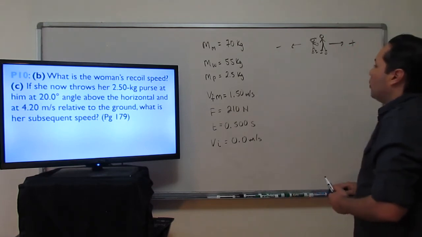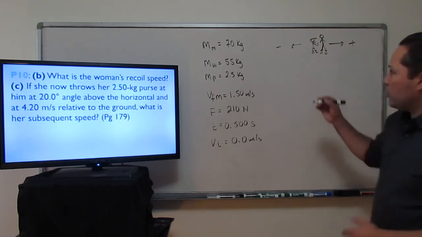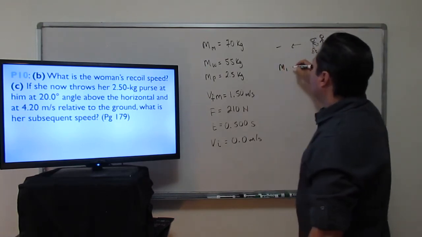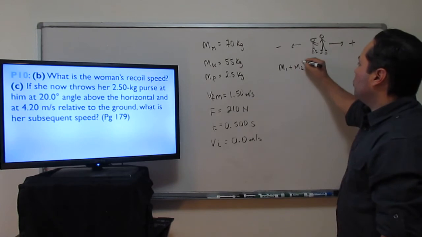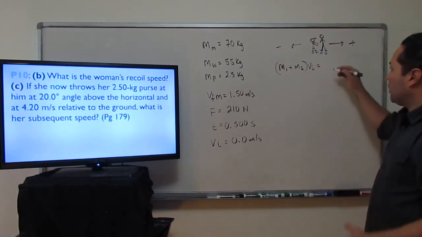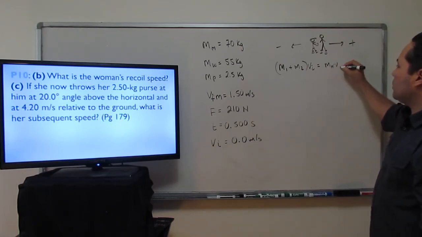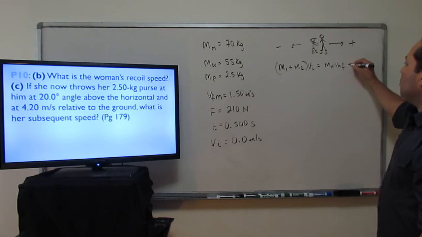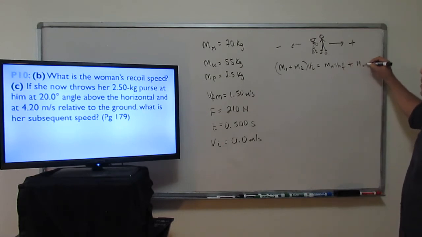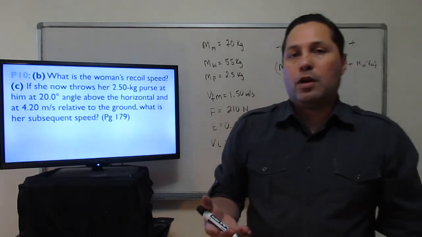So now we're looking for her speed. Alright, now what formula should we use? They were together first. So it's going to be mass of 1 plus mass 2, velocity initial, equal to, now they're separate, so I'm going to give them 2 masses. Mass of the man times velocity of the man final, plus mass of the woman times velocity of the woman final, and that's what we want to solve for. What is her final velocity?